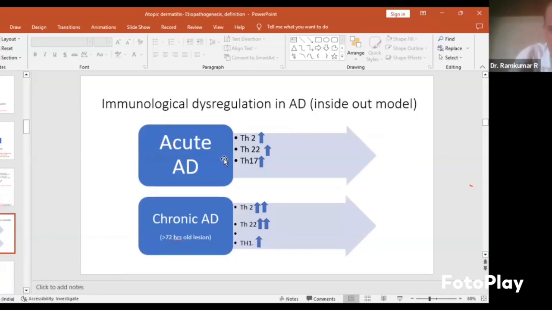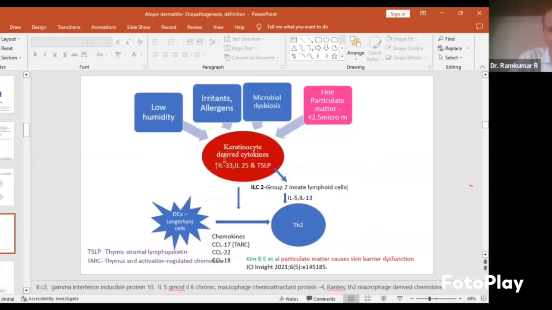In immunological dysregulation, there are two components. In the acute stage, three cells are activated: Th2, Th22, and Th17. In the chronic stage, in addition to Th2 and Th17, there is a partial switching to Th1 in chronic atopic dermatitis. So atopic dermatitis is not a purely Th1 disease. Multiple T cell subsets are involved. So this is our latest understanding.